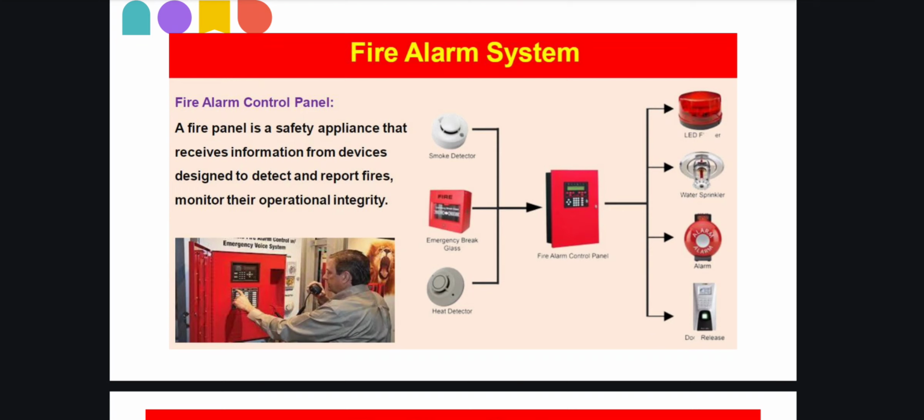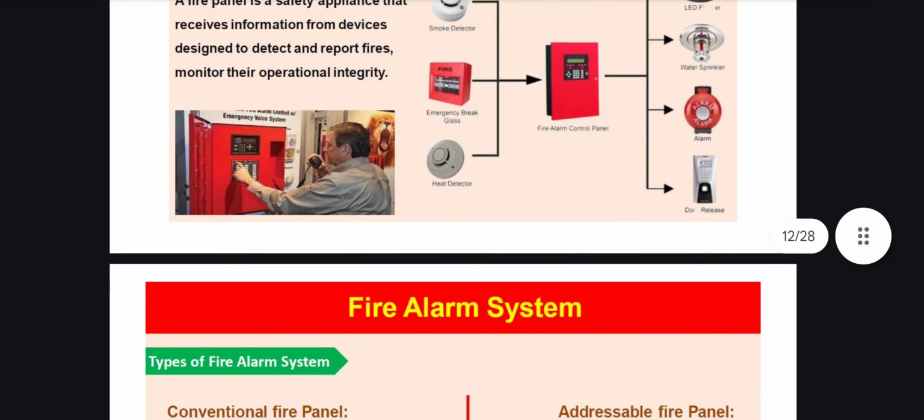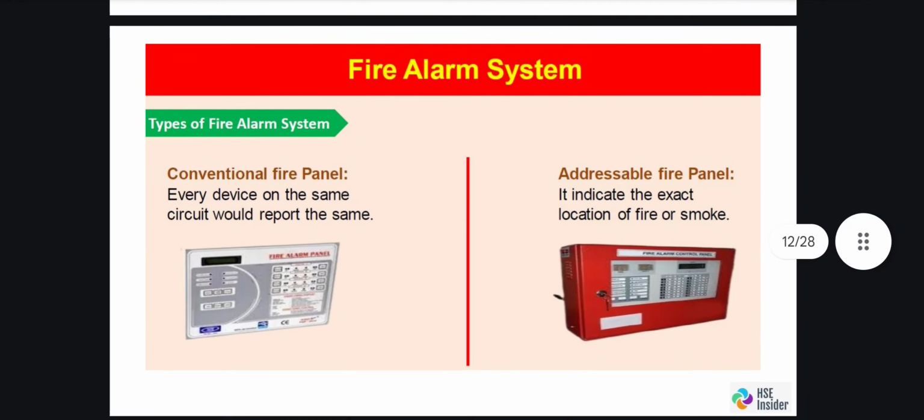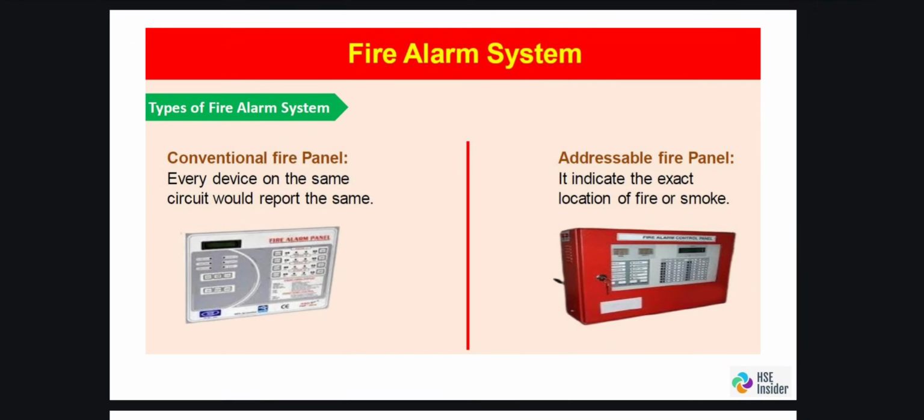Fire alarm systems. So you can see this in your workplace. This is a safety appliance that receives information from devices installed in the workplace to detect and report fires, and monitor their operational integrity. A fire alarm system consists of various components. It monitors and detects, and gives information about the system's healthiness, as well as in case of any fire or smoke detected in the workplace.